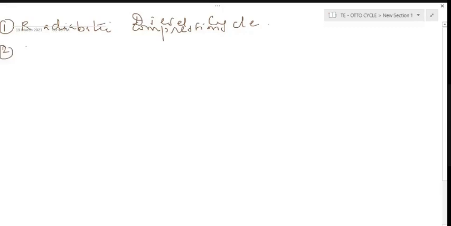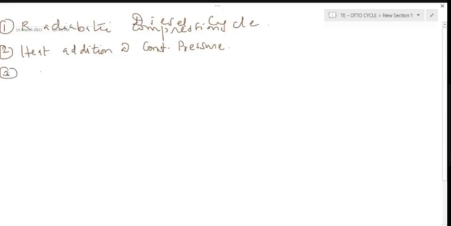The second one is, actually, in the case of a diesel cycle, we are considering four processes. In that, two are reversible adiabatic processes: one is compression, another is expansion. The rest are a constant pressure process and a constant volume process, where heat addition and heat rejection take place. Here heat addition takes place at constant pressure.